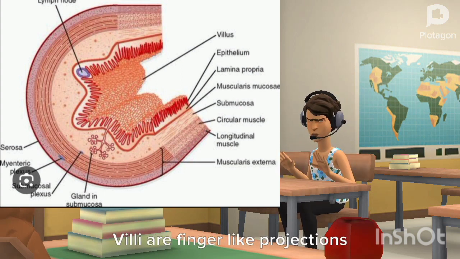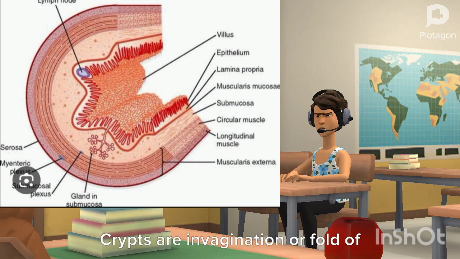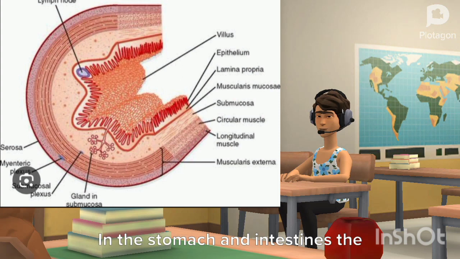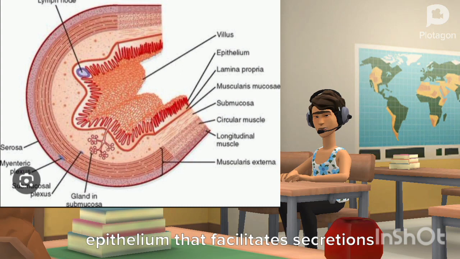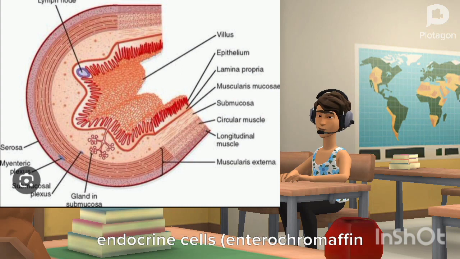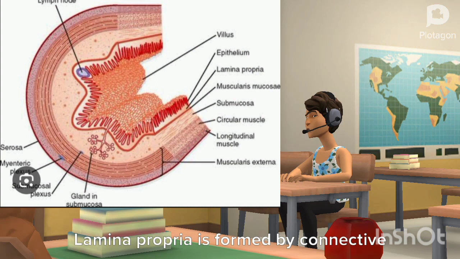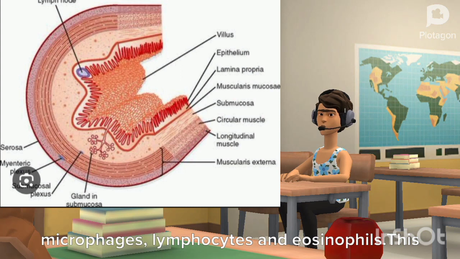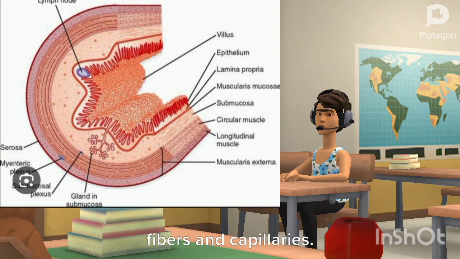Villi are finger-like projections that serve to increase the surface area of the mucosa. Crypts are invaginations or folds of epithelium. The epithelium is mainly a stratified squamous epithelium. In the stomach and intestines, the mucosa is lined by simple columnar epithelium that facilitates secretion and absorption. At some places, the epithelium contains endocrine cells, enterochromaffin cells, that secrete local hormones. Lamina propria. Lamina propria is formed by connective tissues, which contain fibroblasts, macrophages, lymphocytes and eosinophils. This sublayer is rich in blood vessels, lymph nodes and lymphatic ducts, nerve fibers and capillaries.